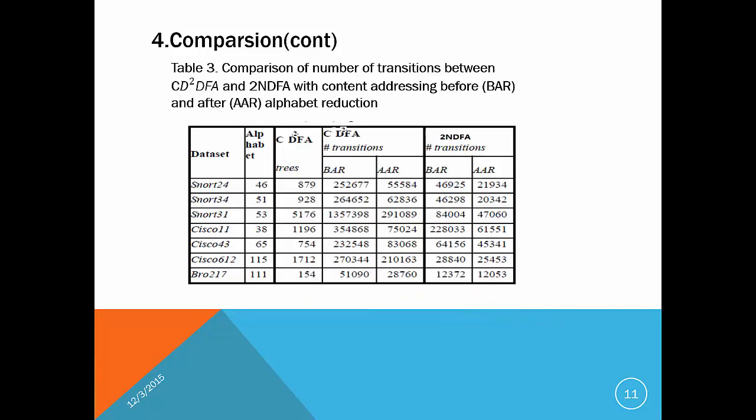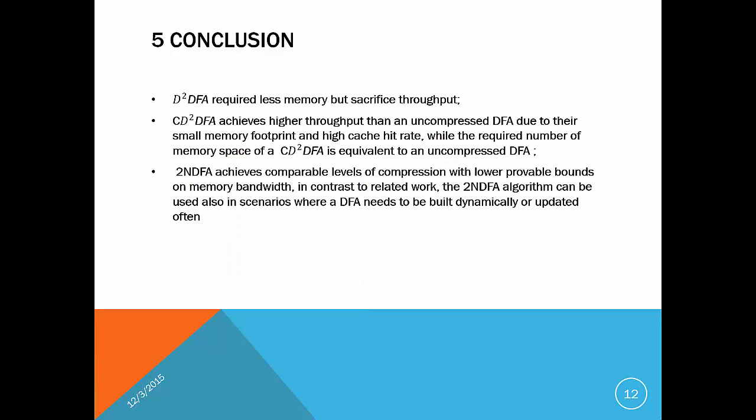In table 3, the results show that the memory requirement of 2N DFA is better than that of CD2DFA. In the conclusion part, we conclude that the D2FA requires less memory but sacrifices throughput. CD2DFA achieves a higher throughput than uncompressed DFA due to its small memory footprint and higher cache hit rate.